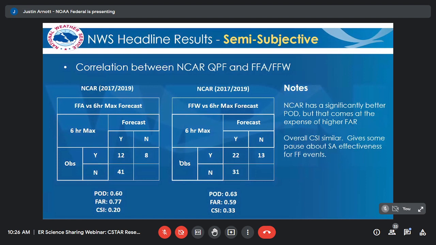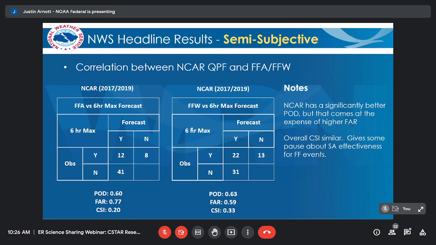And I can do the same thing for the NCAR. I'm not going to spend much time here, but the basic difference was the NCAR was a hotter ensemble. It just had the PODs better, but the FAR is higher, and so the CSI is still not good. And so it missed a decent number of events, but it also false alarmed a lot. And so that's just an underlying attribute of that ensemble case.